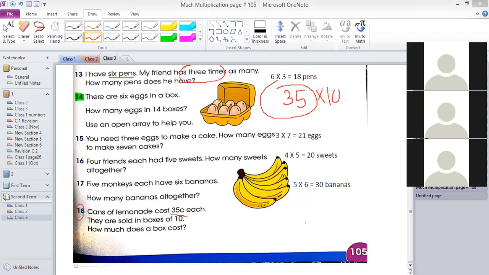35 multiplied by 10 will be? When you multiply 35 by 10, the answer will be? It was 350. Good. Very good.